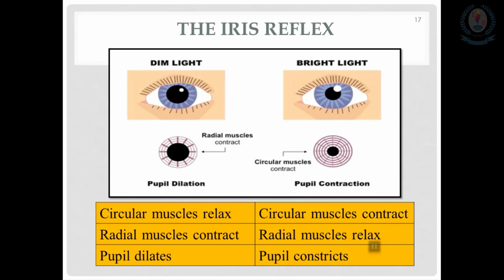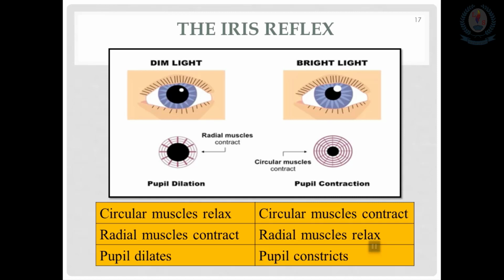We can witness the opposite effect if we enter a very bright room or if we are exposed to bright light. In this case, the reflex causes the pupil to become smaller and it reduces the amount of light entering the eye, and it protects the eye from any damage. There are two groups of muscles, as you can see in this picture, which are involved in the iris to give this effect.